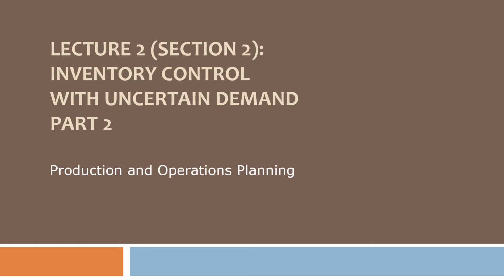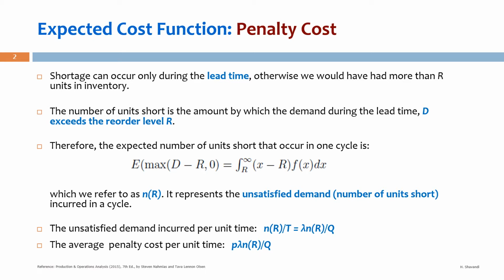Lecture 2, Section 2, Part 2. In the first part of this section, we had the two terms for the objective function. The first one was the expected holding cost, and the second one was the expected ordering or setup cost. And here we're going to have the third term, which is the expected penalty cost.